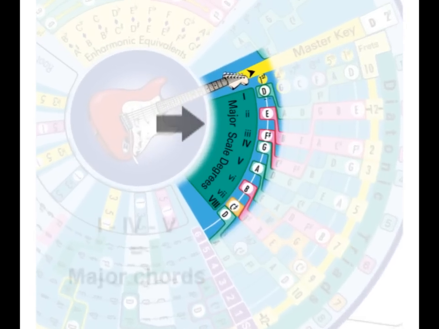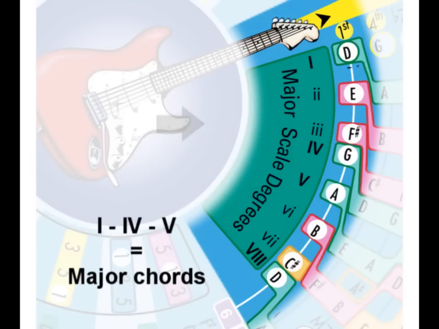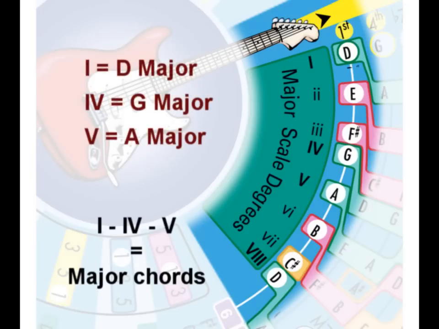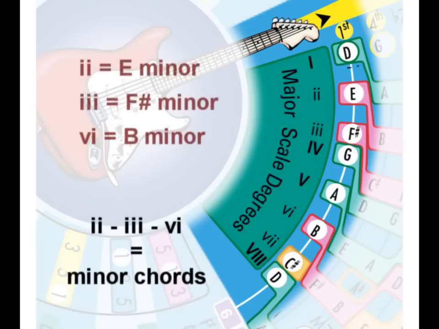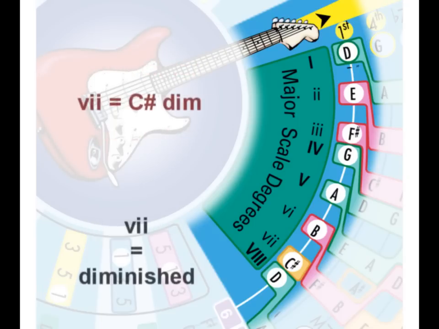If we look at the numbers that are bold, 1, 4, and 5, this tells us our major chords. 1 is a D major, 4 is a G major, 5 is an A major chord. And by looking at the lowercase numbers, 2, 3, and 6, this tells us our minor chords. 2 is an E minor, 3 is an F sharp minor, 6 is a B minor, and 7 is our diminished.